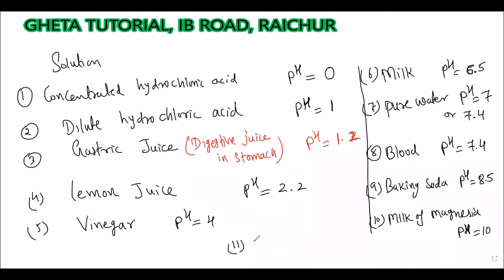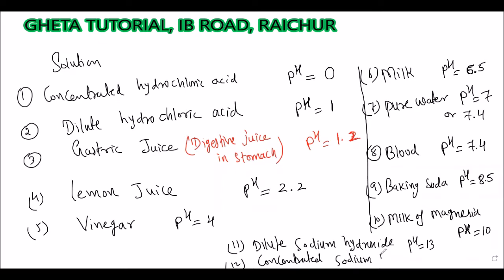Next one, what is the pH of dilute sodium hydroxide? Dilute sodium hydroxide has a pH equal to 13. And what is the pH of concentrated sodium hydroxide? That is always 14.